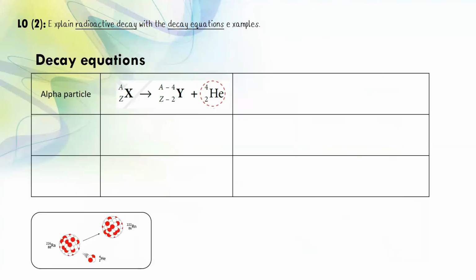Now, let's try to do some exercises on decay equations. We start with the alpha particle and use the decay process of radium here. It decays into radon and emits alpha particle. So, how is the equation looks like? Let's think for a moment. So, the equation looks like this. Did you get it right?